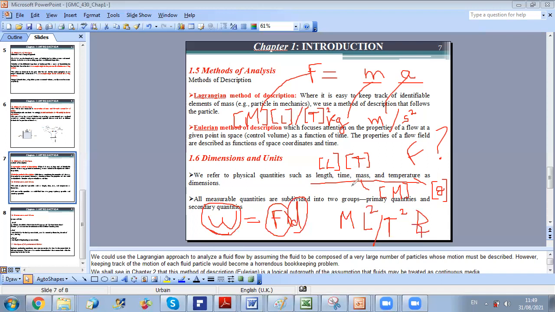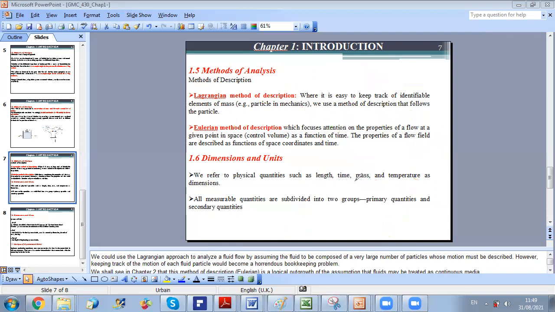Now, what if I want to change the primary quantity? Let's say I want to replace mass by another variable. I can do it, because we have seen that the dimension of F is ML over T square. As you can see, F is related to all other parameters, in particular to mass M. So I can replace the primary quantity of mass by F. In this case I obtain a new system, but it will still work.